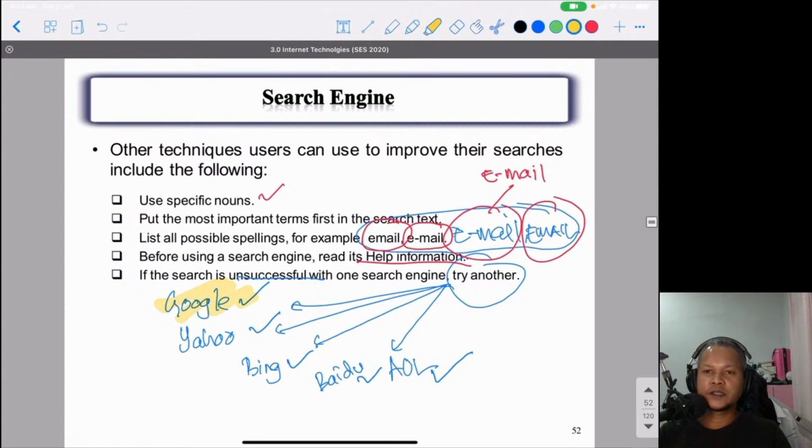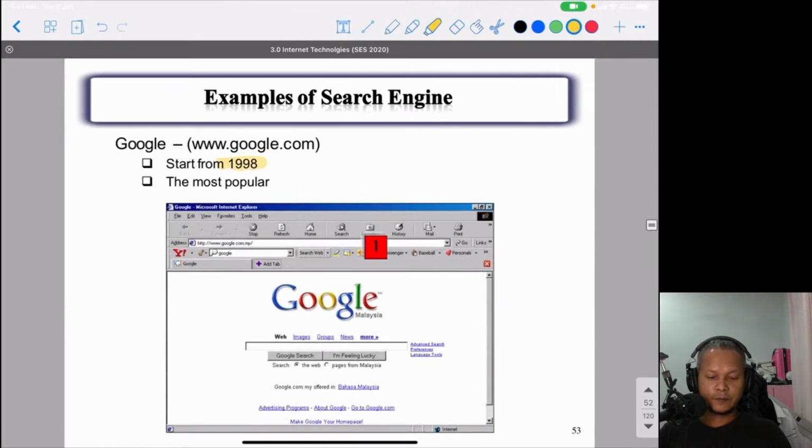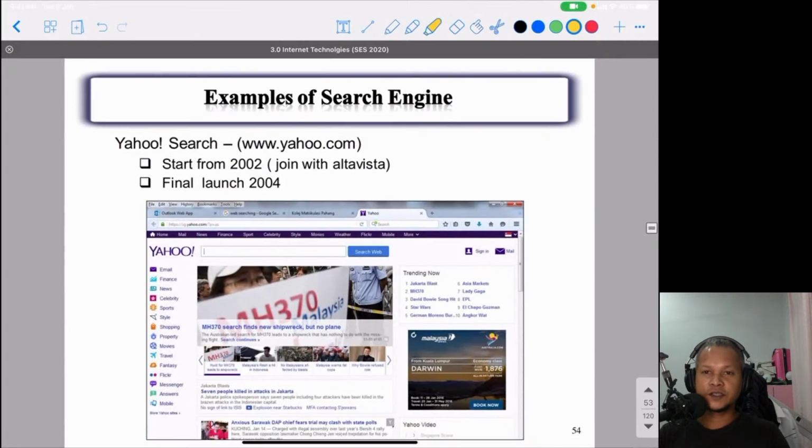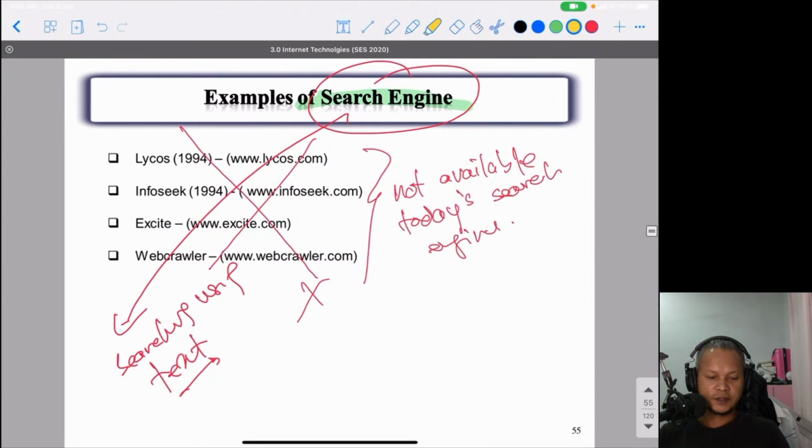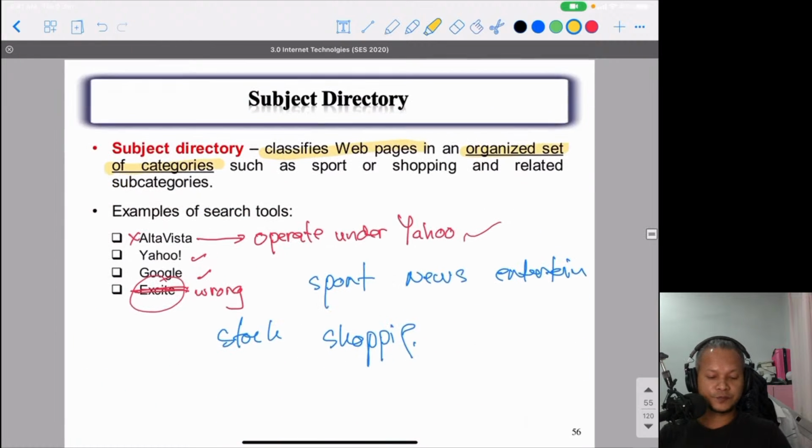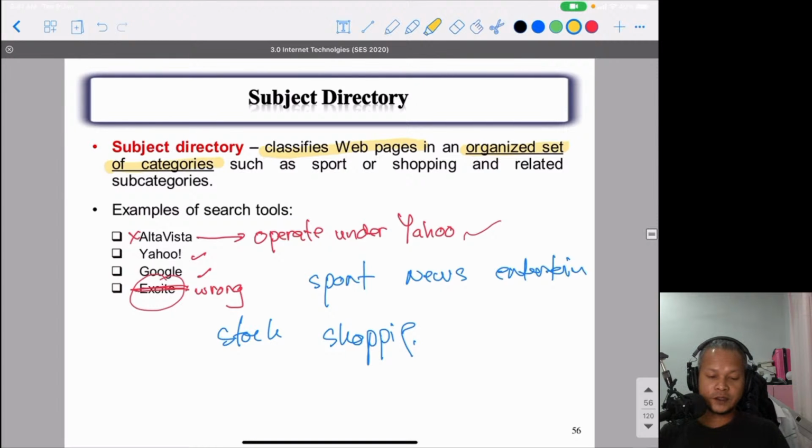Okay, this one is the search engine. Examples of search engines: this one we do not use yet, not available today. So the icons, they are all gone. Please update your note. Alta Vista operates under Yahoo now. Yahoo, Google.